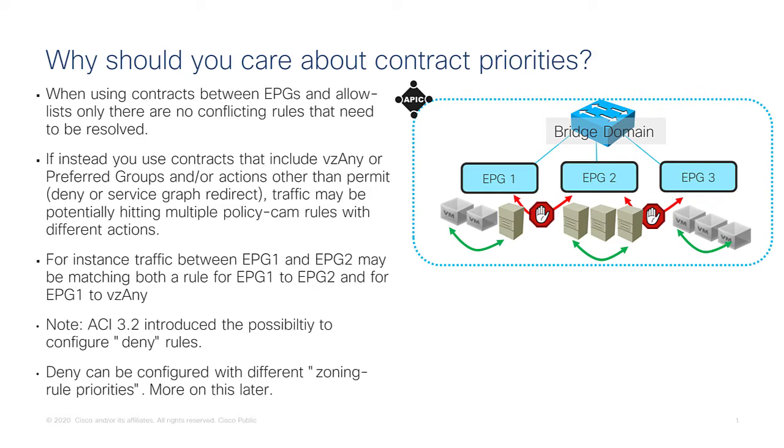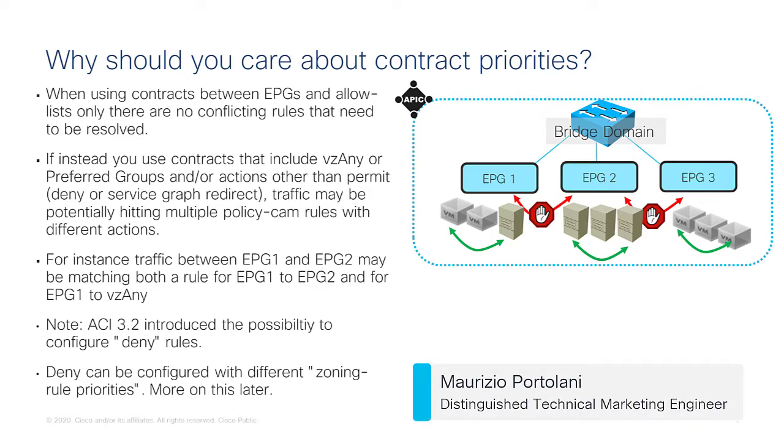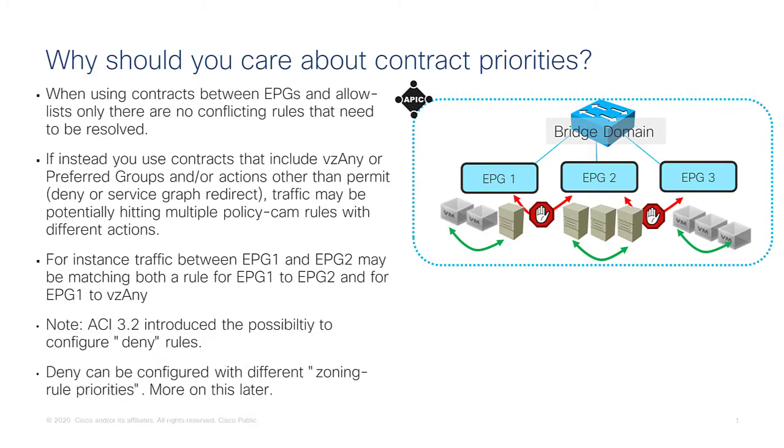So why should you care about priorities of the contract filtering rules? If everything is an allow list, if you just enter configurations to allow traffic for specific ports and everything else is denied, priorities don't have any meaning. But from ACI 3.2, you have the option to configure rules to deny traffic.